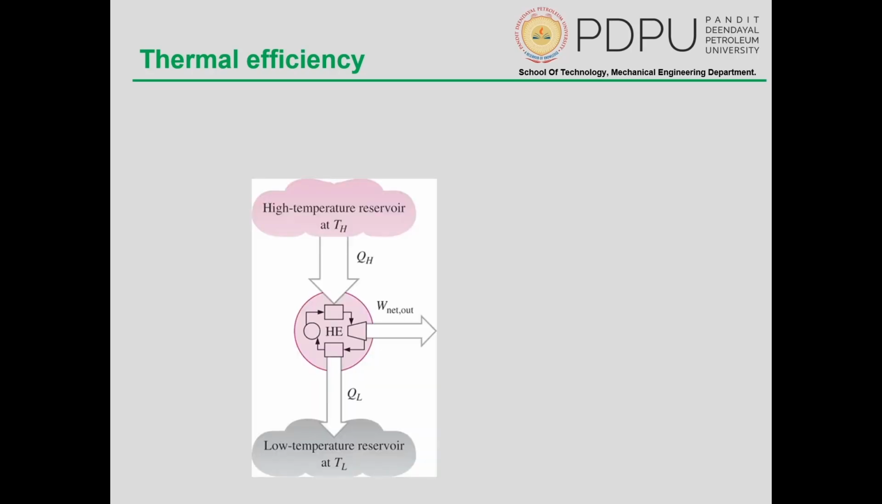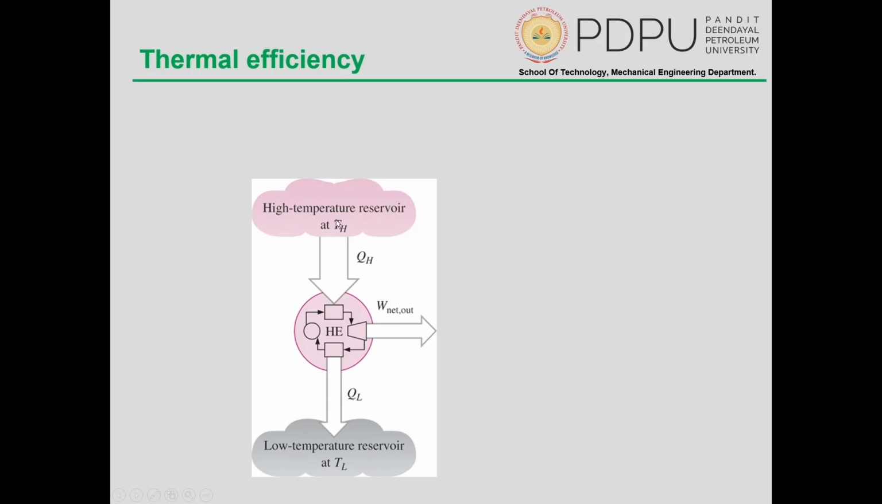Okay, so the remaining aspect is thermal efficiency. Like we have talked about in our thought bubble, for any given engine we need to find out the efficiency of that particular engine. So now the representation is something like this.